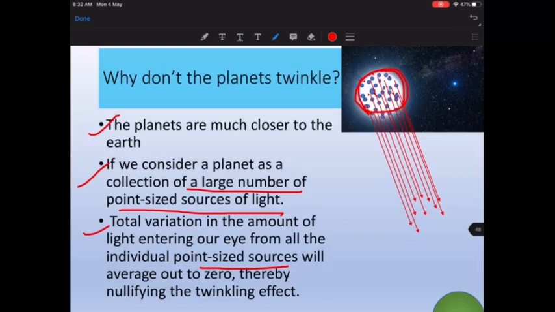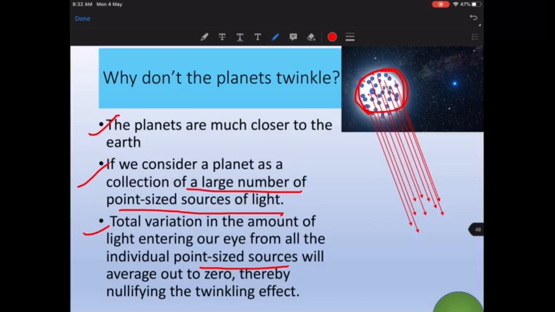But when all these point size sources come together, it will nullify the effect. It will cancel out the effect. So you do not find planets twinkling; you only find the star twinkling. Suppose the planets were at that great distance, the same as stars, then even the planets would appear twinkling to you. But now they are not as far as the stars are. So that is the main reason.